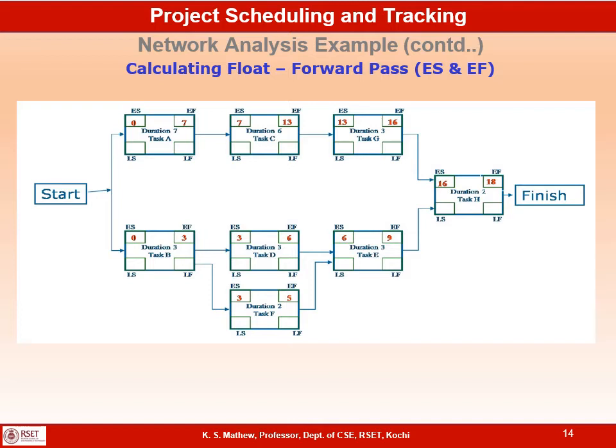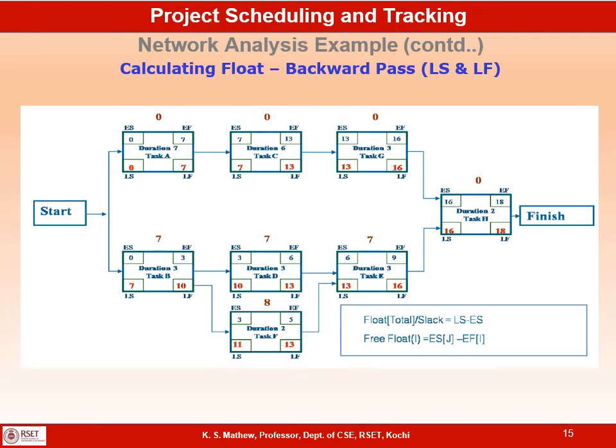Now let us do the backward pass. In the backward pass, you start from the finish node and traverse backwards through all the activities and compute the late start and late finish of all activities. Our aim is to complete the project as early as possible, so we will assume the late finish also as the early finish. So we start with the late finish of task H as 18, and traverse backwards.